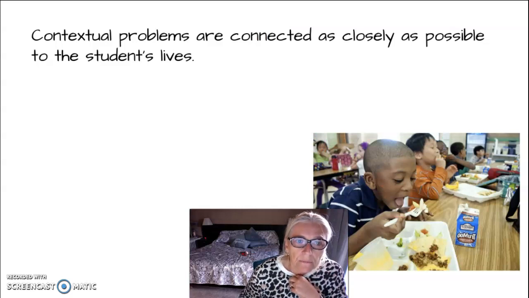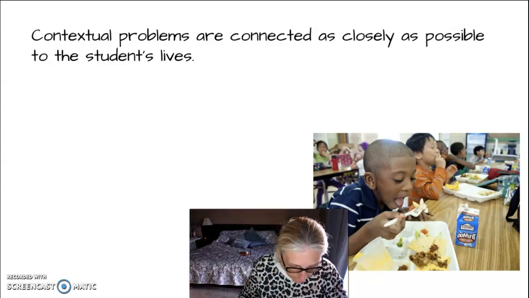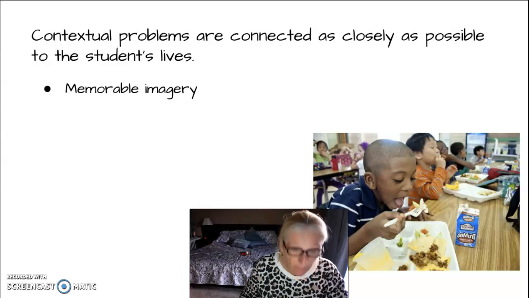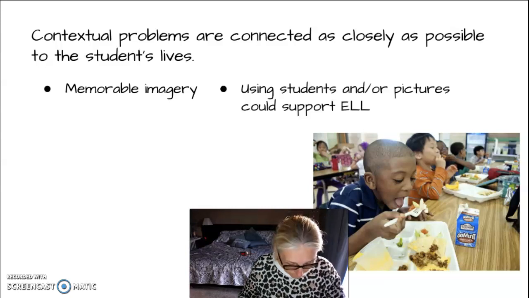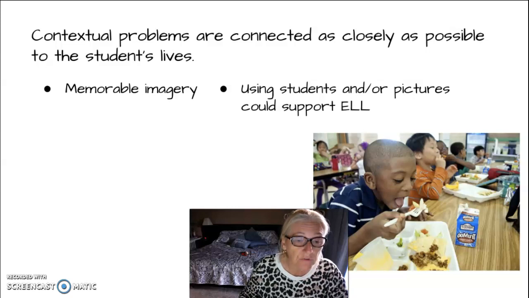So contextual problems are connected as closely as possible to the students' lives. Our book says that they are designed to anticipate and develop children's mathematical modeling of the real world. They have the potential to provide memorable imagery that can act as a touchstone for teachers and learners in building and discussing abstract concepts. The book also says a visual aid or actual student modeling of the story would be effective strategies for English language learners and students with disabilities. So I think that's amazing.